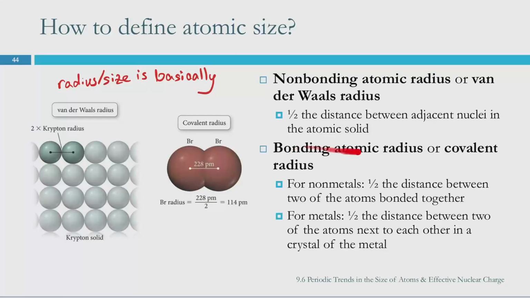There's also the bonding atomic radius or the covalent radius. So for nonmetals that form things like Br2, it's half the distance between two of the atoms bonded together. So the distance from the nucleus to the other nucleus, cut it in half. It's essentially how far do you have to get before the two electron clouds are meeting. For metals, it's half the distance between two of the atoms next to each other in a crystal of the metal.